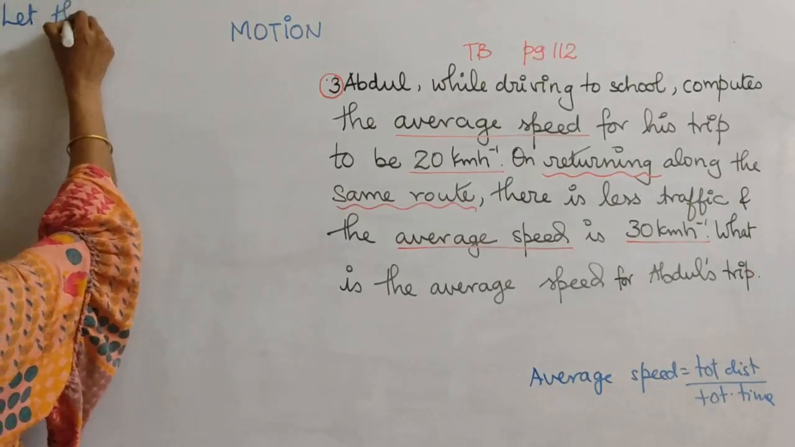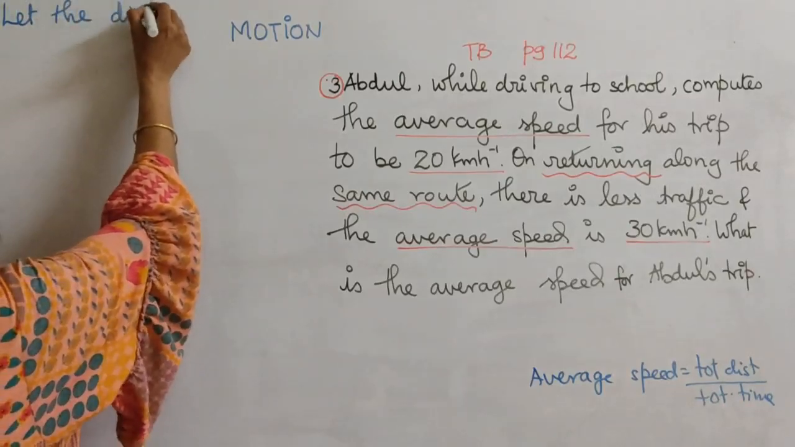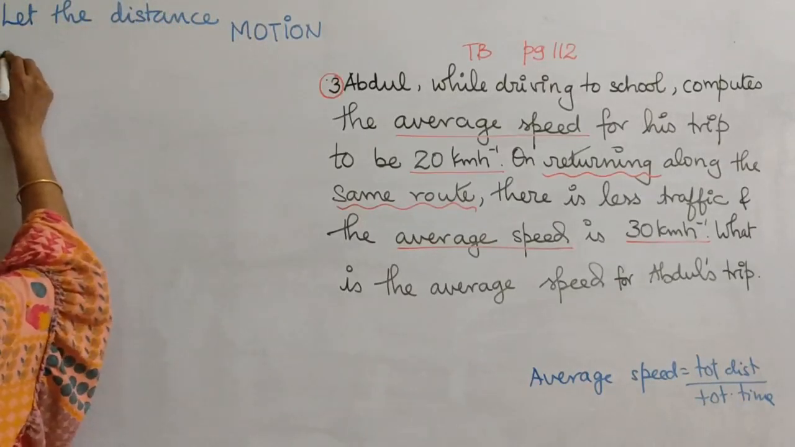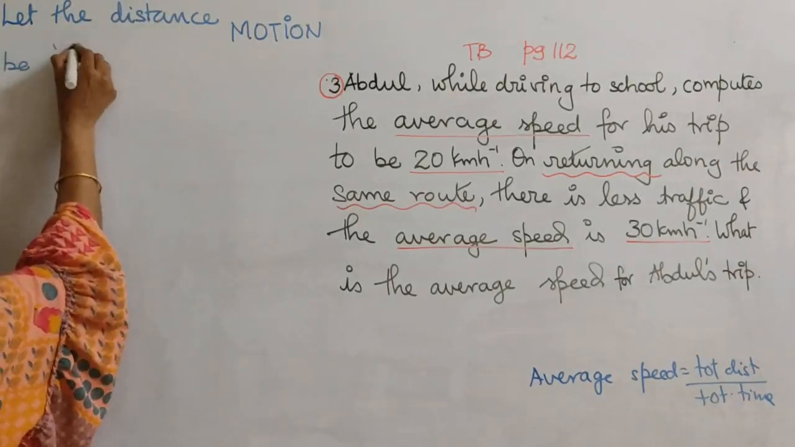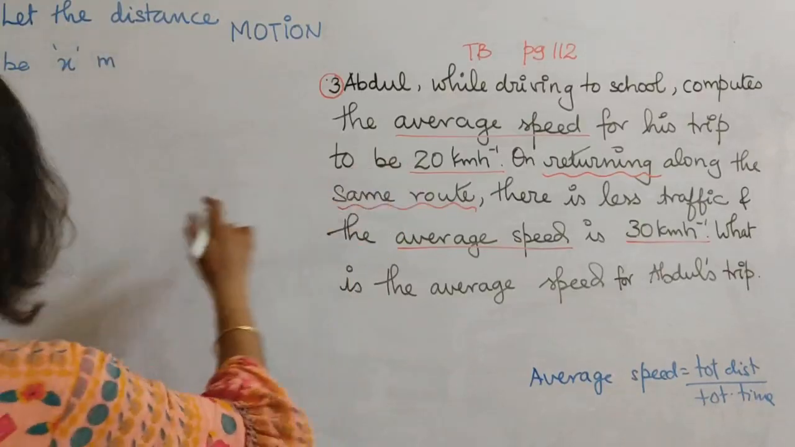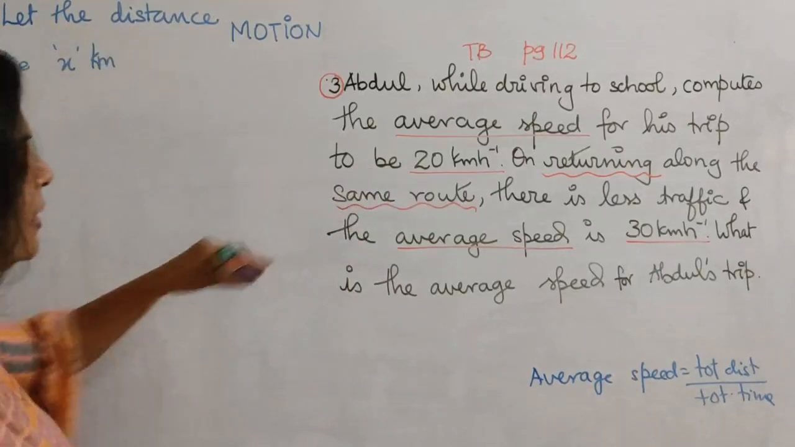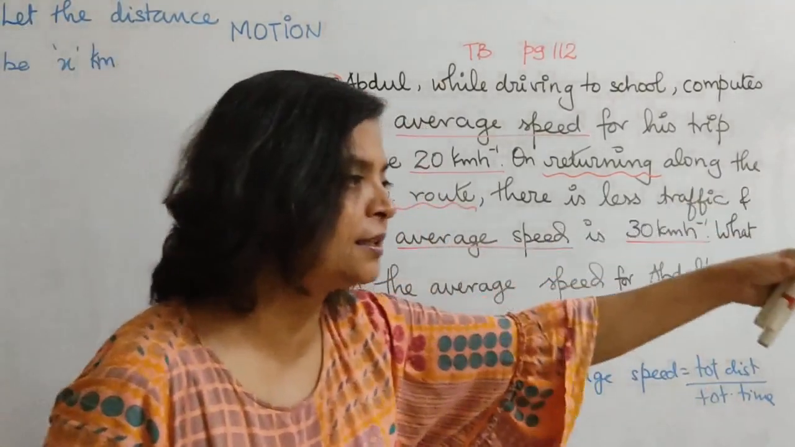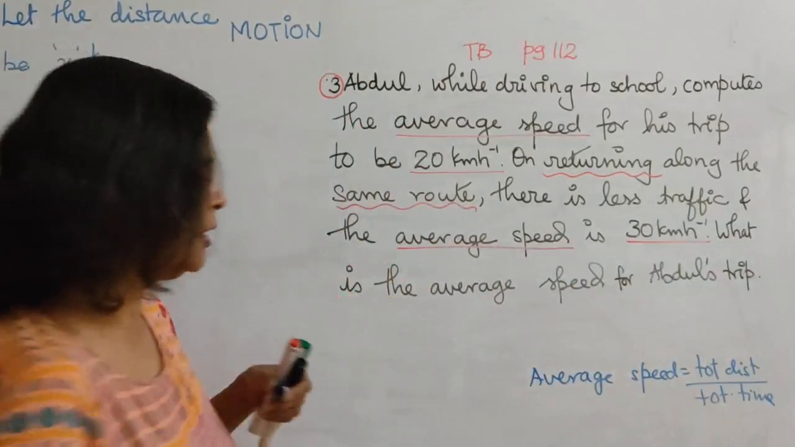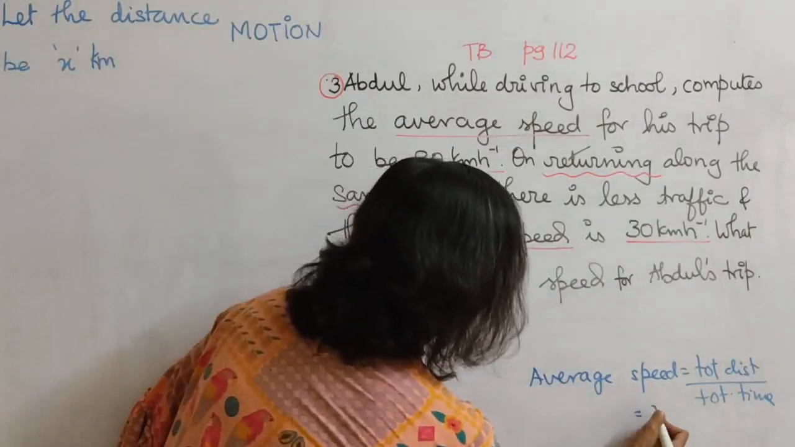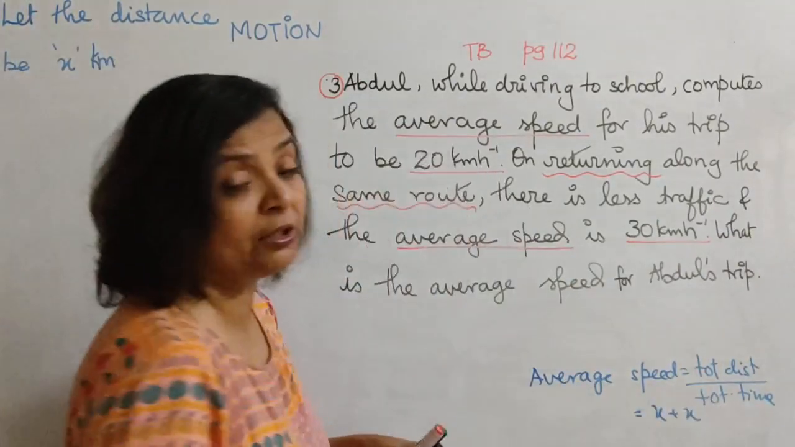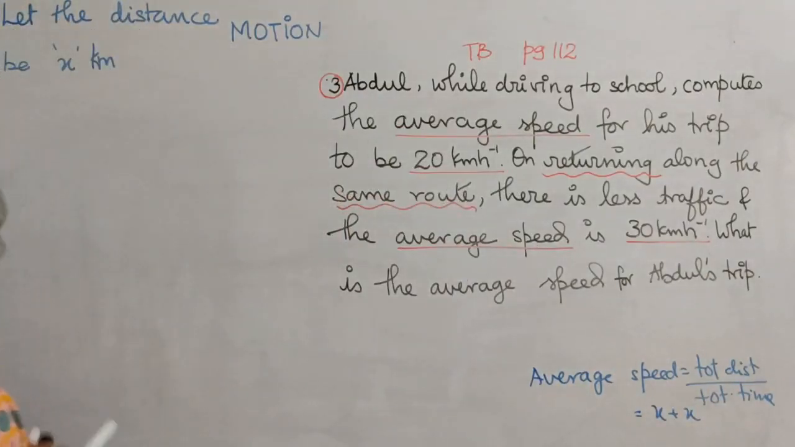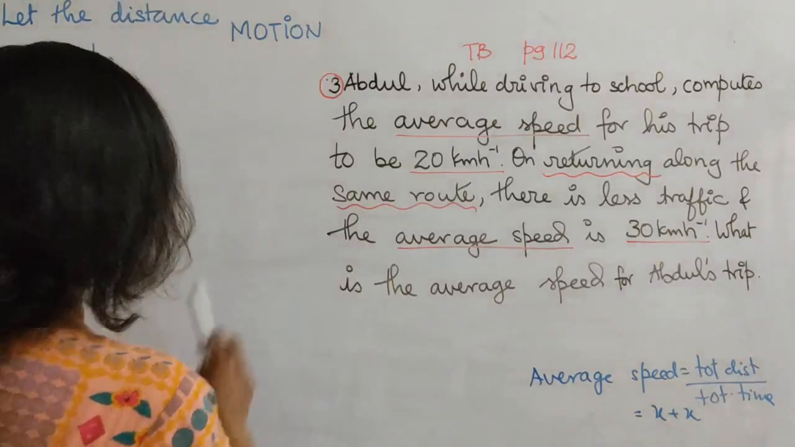Let the distance be x meters. Now the answer is in kilometers, so we will get kilometers, right? Let the distance be x. So we will know the total distance while going x, while coming x, right? This is by rough work, so we know x and x, but we need to know the time also. So distance 1 is x, distance 2 is x. Let us understand what is the time taken.